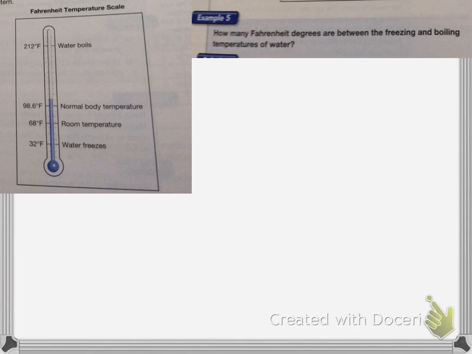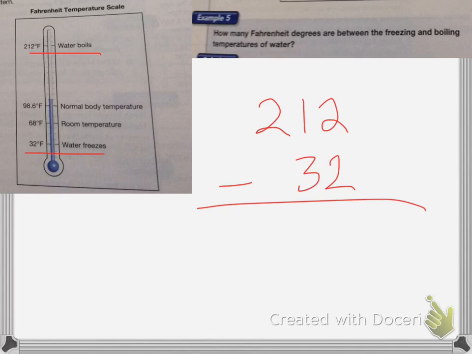All right, this next one has to deal with temperature, and in the U.S. we use the Fahrenheit scale. So how many Fahrenheit degrees are between the freezing and boiling temperatures of water? So the freezing temperature of water is 32 degrees Fahrenheit. Boiling is 212 degrees Fahrenheit. So to find the difference, we're going to do 212 minus 32. Okay, 2 minus 2 is 0. We're going to borrow. 11 minus 3 is 8, and then 1. So it's 180 degrees Fahrenheit difference between boiling and freezing.